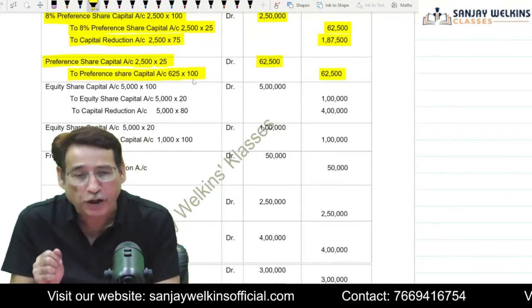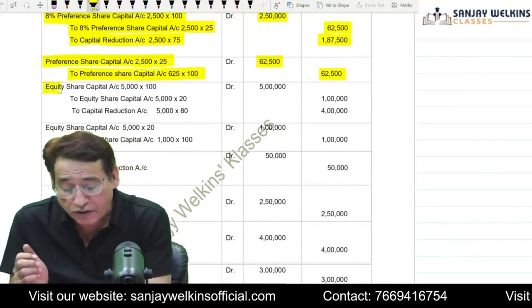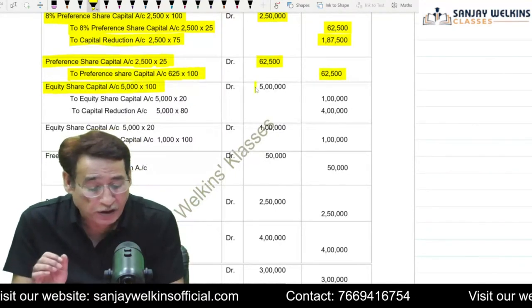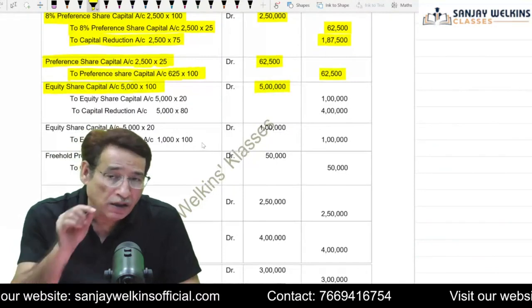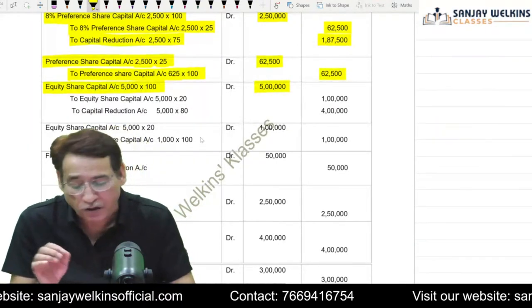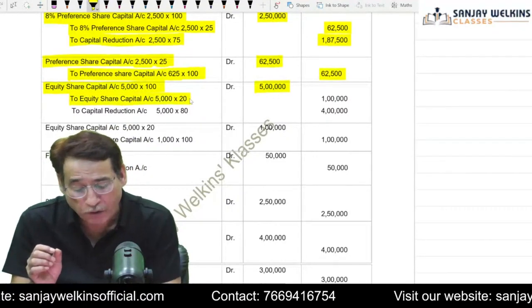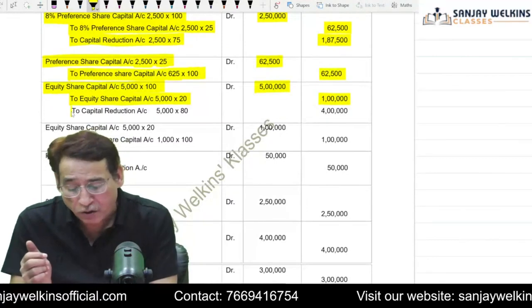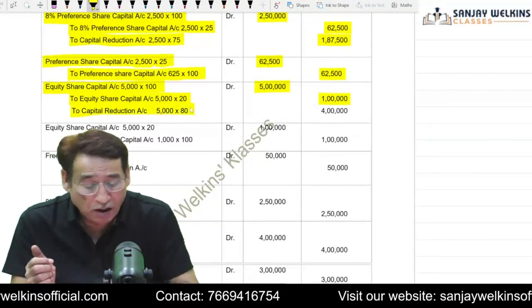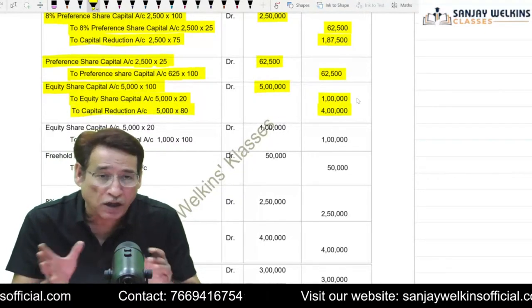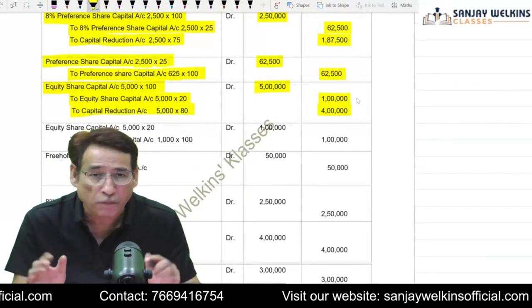Now coming over to equity share capital. As it was given in the question, we have 5,000 equity shares of 100 each. First, I am going to debit this. It is given in the question, equity share capital reduced to 20 each. So new equity share capital will be 5,000 into 20, and it is reducing by 80. So you will transfer this figure to the reconstruction or capital reduction account, 5,000 into 80, that is equal to 4 lakh. Is it clear to you?